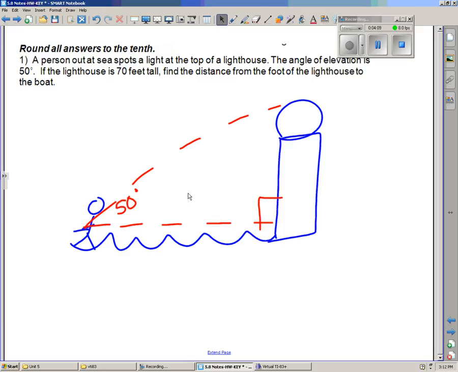You actually, in fact, have a right triangle right here. We do have some more information. The lighthouse we know is 70 feet tall, so this right here is 70. It wants you to find the distance from the foot of the lighthouse to the boat. So that means we're looking for this distance right here, lighthouse to the boat.